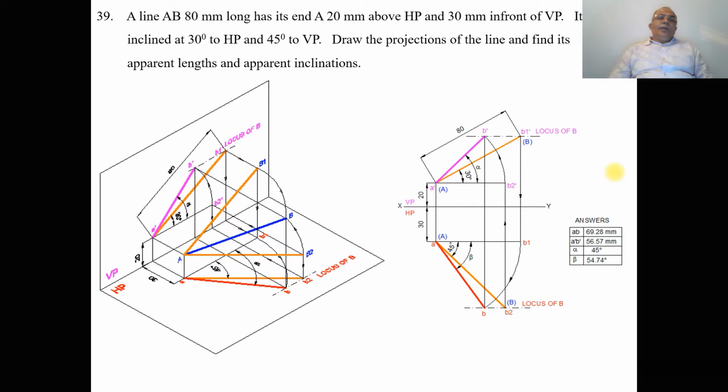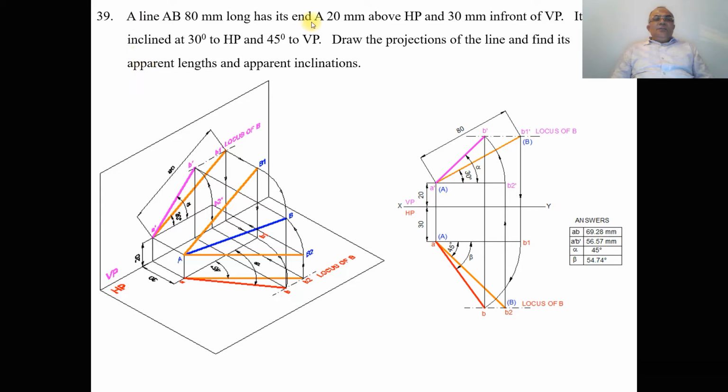Now, we are going to take up problems on projections of lines. A line AB, 80 mm long, has its end A 20 mm above HP and 30 mm in front of VP. It is inclined at 30 degrees to HP and 45 degrees to VP. Draw the projections of the line and find its apparent length and apparent inclinations.